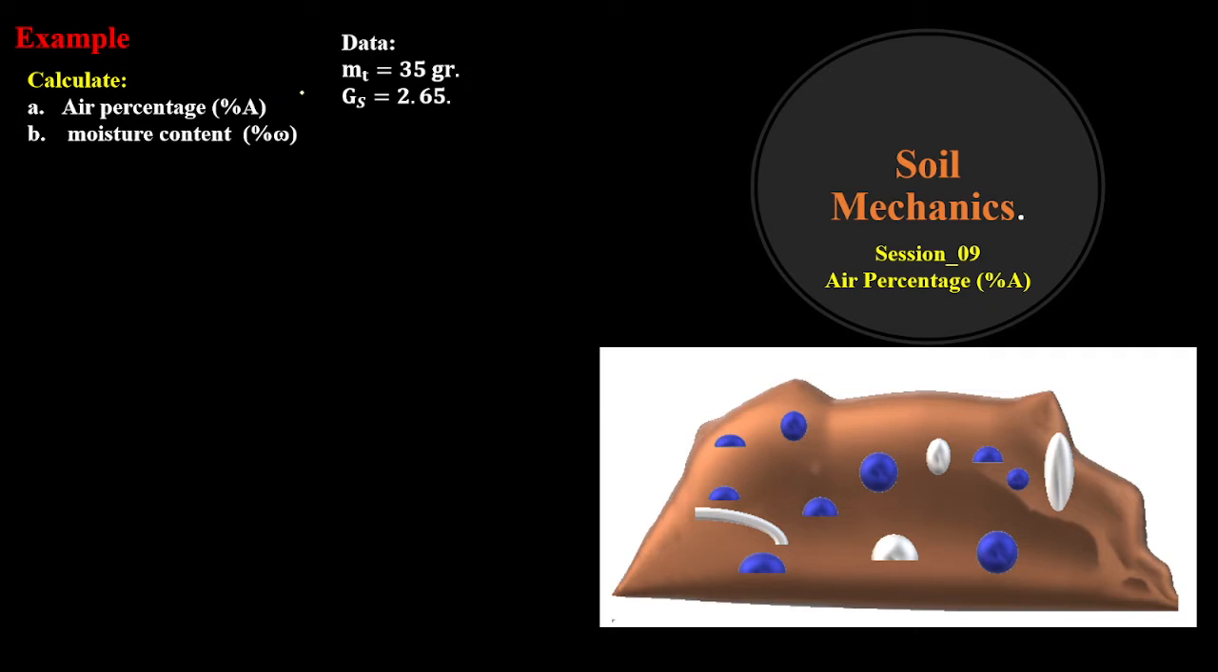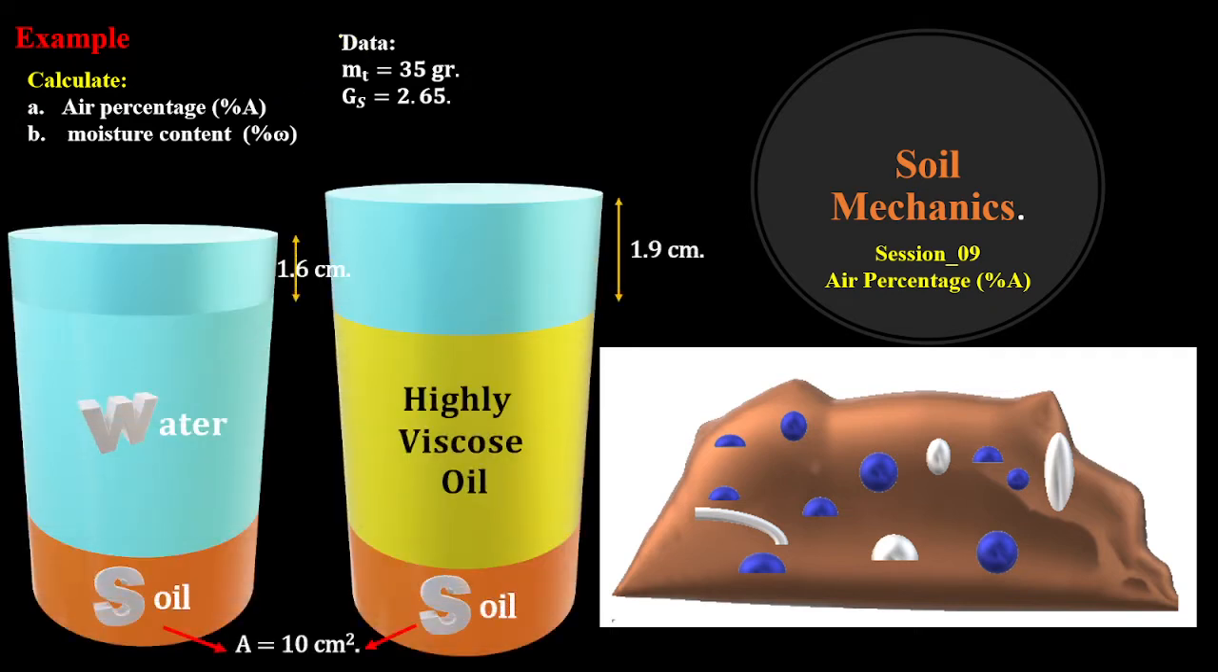If the data are provided to be a total mass of 35 gram of our sample and specific gravity is provided to be 2.65, we want to calculate, in part A, the air percentage and, at the same time in part B, the moisture content of our sample.